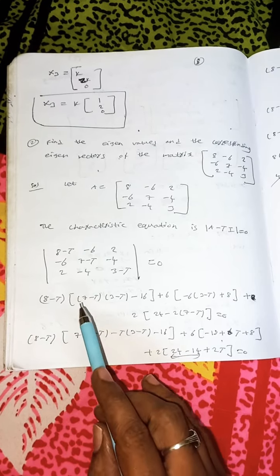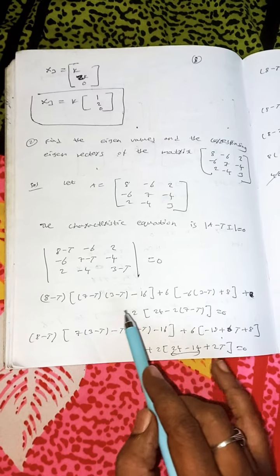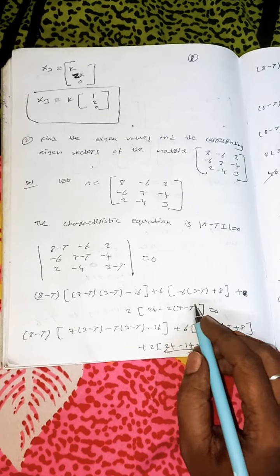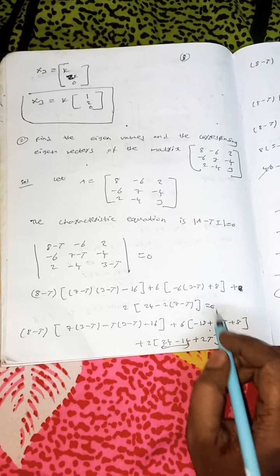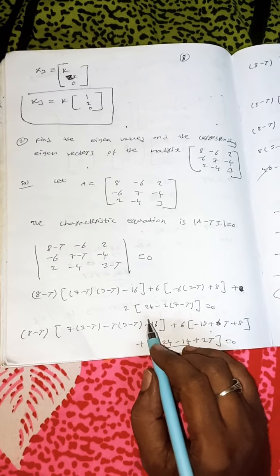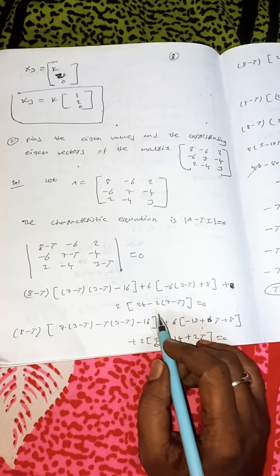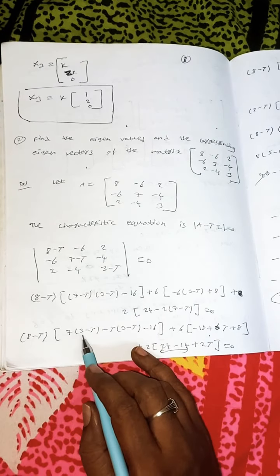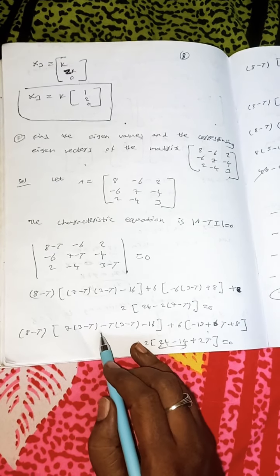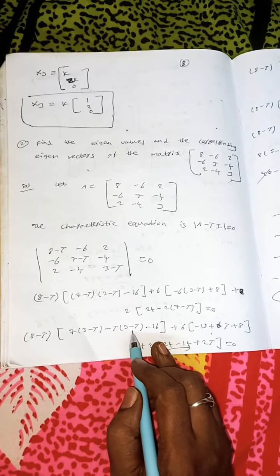Now 8 minus lambda into the first term, into this total term, minus the second term into this total term, minus 16 plus 6 into minus 6 into 3 is minus 18, minus into minus plus 6 lambda, plus 8 plus 2 into 24 minus 2 inside, minus 2 into 7 is minus 14, minus into minus plus 2 lambda. So here now it becomes 7 into 3 is 21, 7 into minus lambda is minus 7 lambda, minus lambda into 3 is minus 3 lambda, minus into minus plus lambda into lambda, lambda square, minus 16.